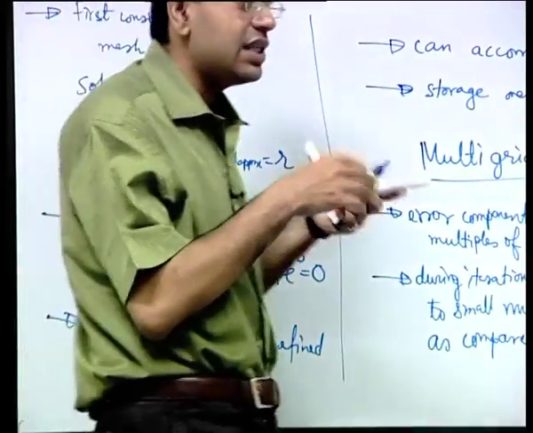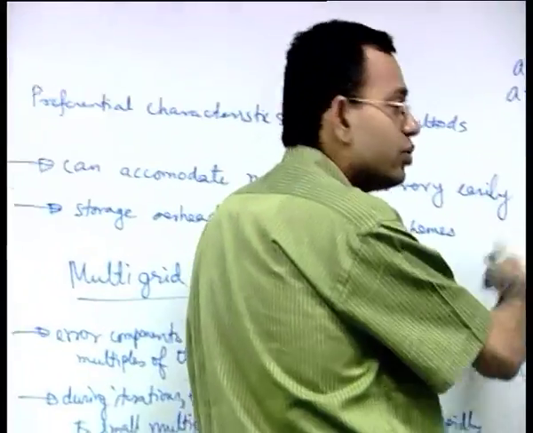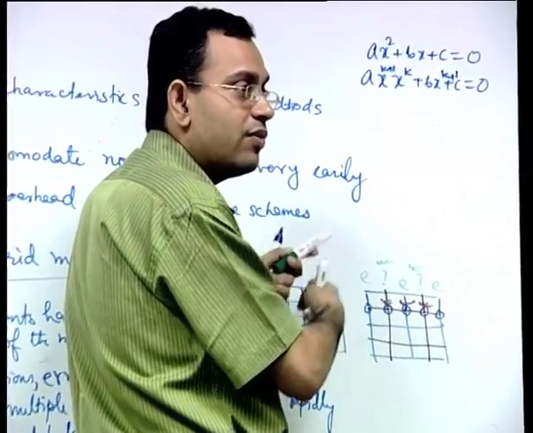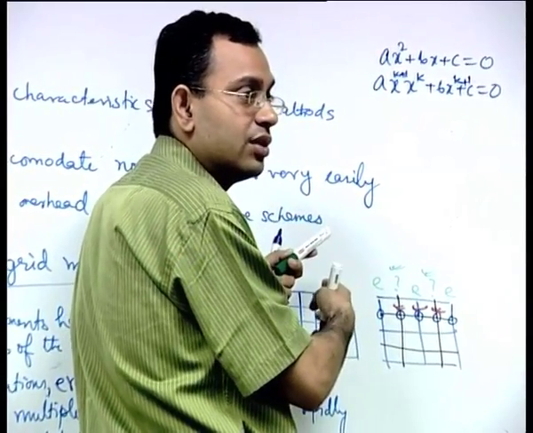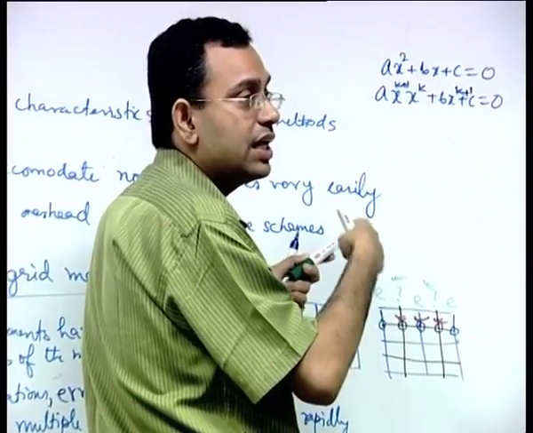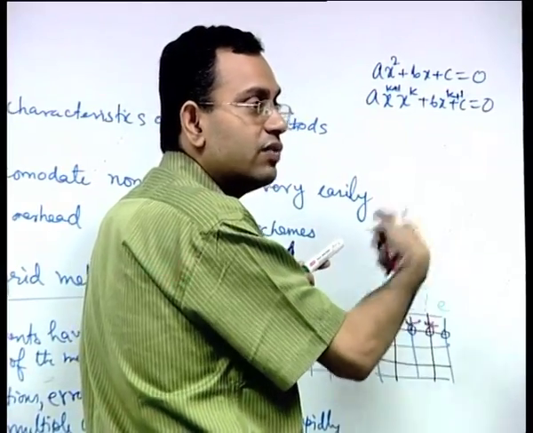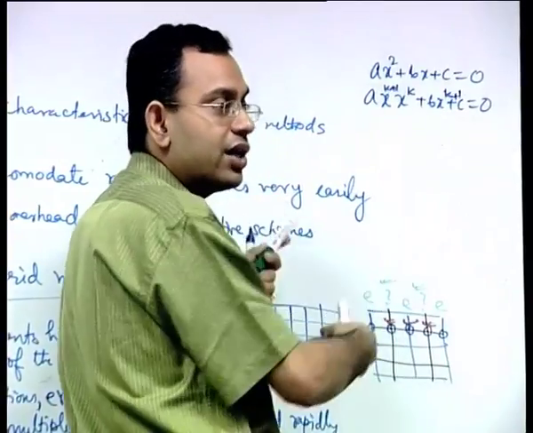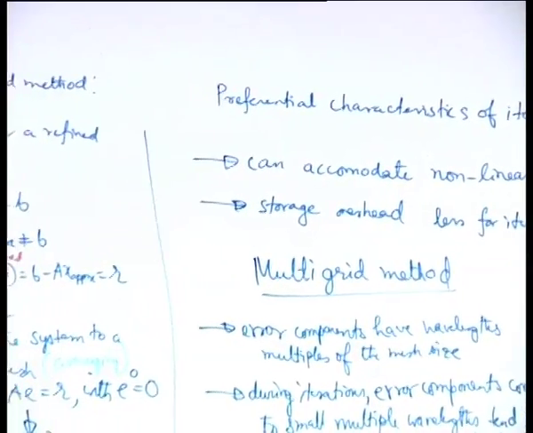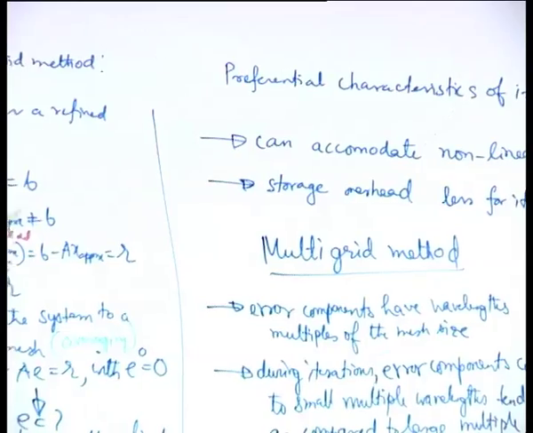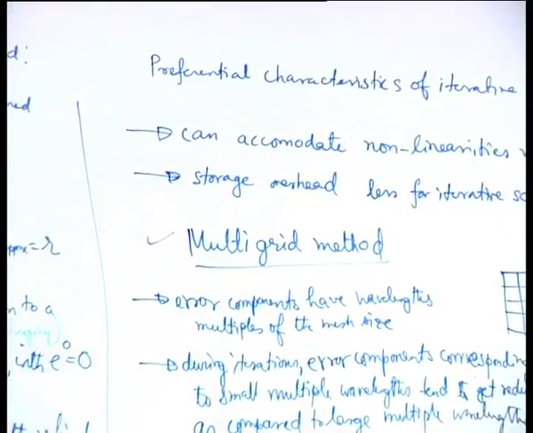So what you have done essentially is that you have taken care of the large wavelength error by transferring it to a coarser mesh. The small wavelengths were already taken care of during iterations in the finer mesh, but large wavelengths were not, that is why you have to transfer to a coarser mesh, take care of the large wavelength error and then bring it back to the refined mesh. In this way you are using grids of multiple sizes to get an accurate solution, and that is why this technique is known as the multi-grid technique.